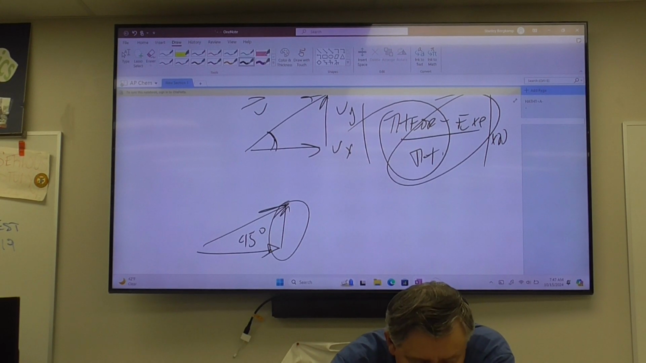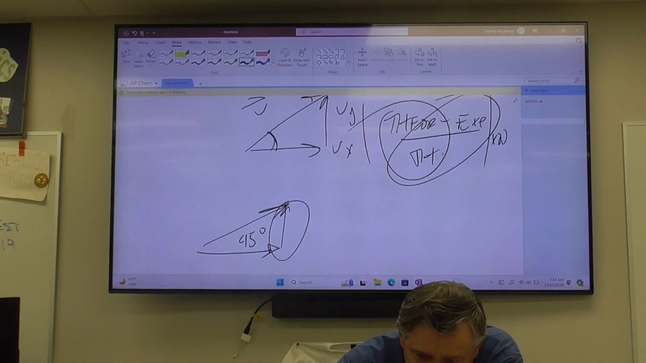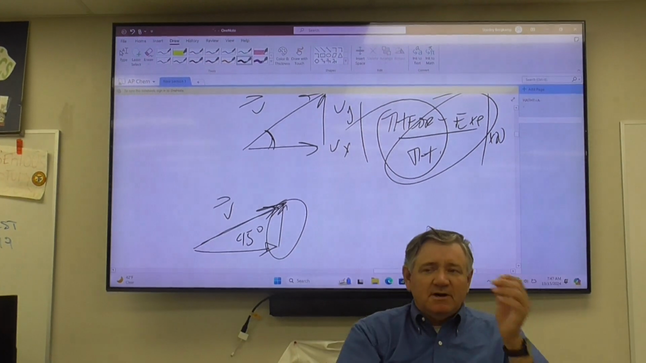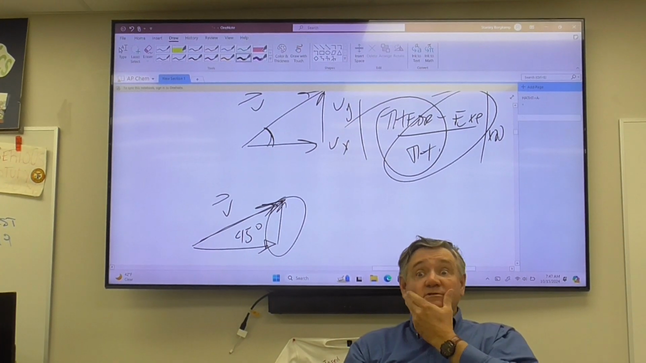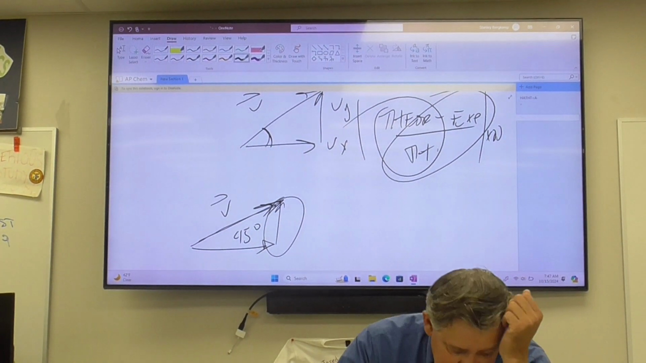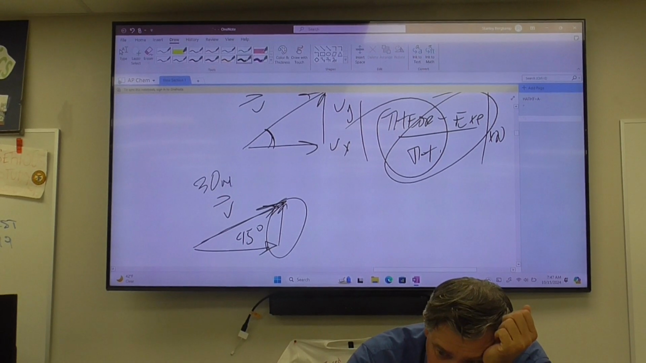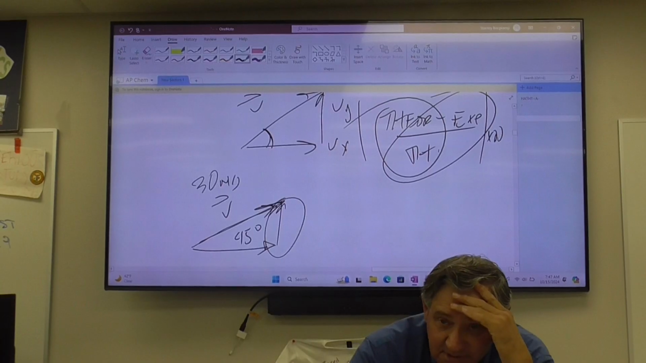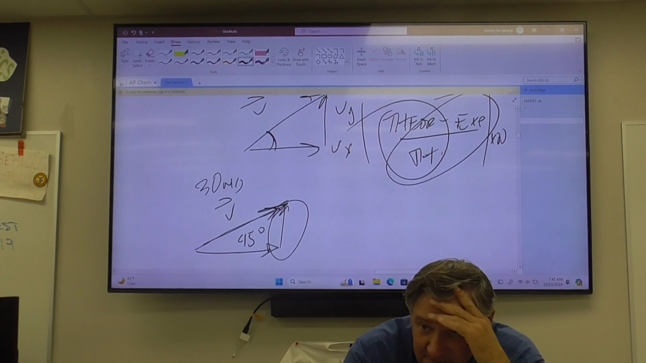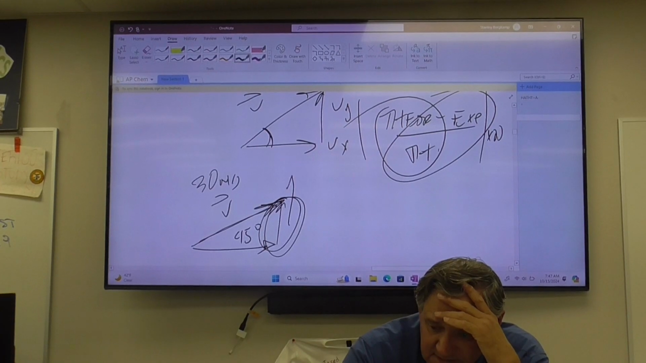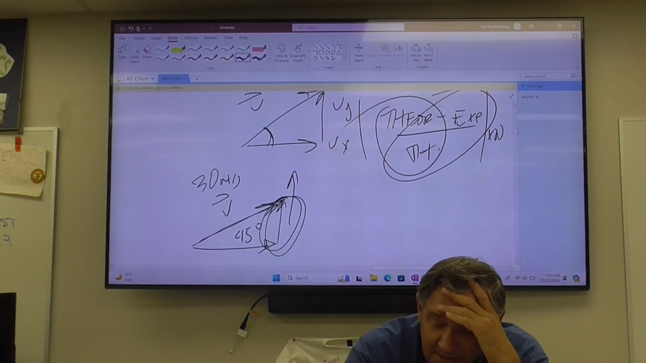So here's what you want to look at. If you launch this thing at a 45-degree angle with some velocity, you could either do smash mouth physics or you can take the elegant approach. If you want to do the smash mouth physics, like when I did it, I said, I'm going to let this be 30 meters per second. It doesn't make any difference, pick a number. But then it's only your vertical velocity that is going to determine that maximum height. Now here's the kicker.